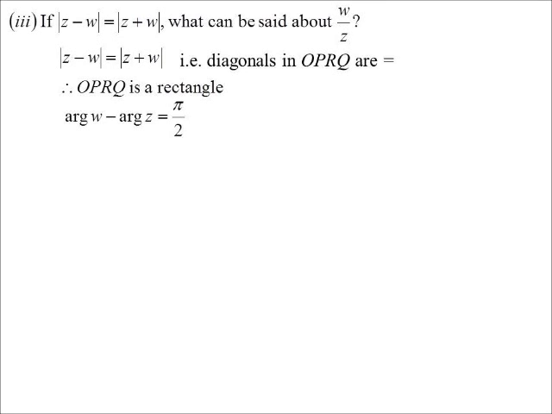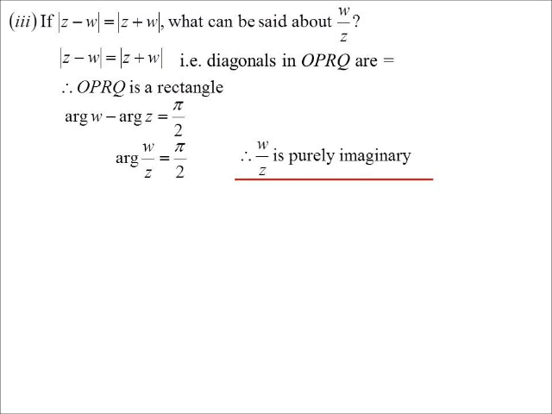But we said argument W minus argument Z, I can write it as one argument. It's the argument of W divided by Z. So I now know the argument of W over Z is pi on 2, or 90 degrees. What can be said about W on Z? Yeah, got to be imaginary. Its argument is 90 degrees, or pi on 2. So we can say W on Z is purely imaginary.